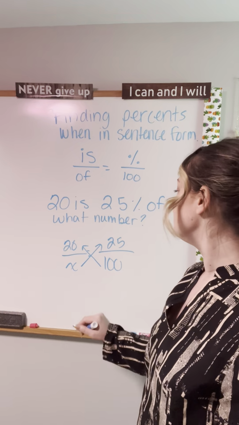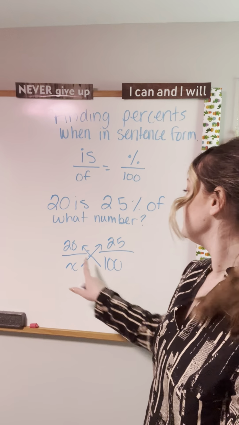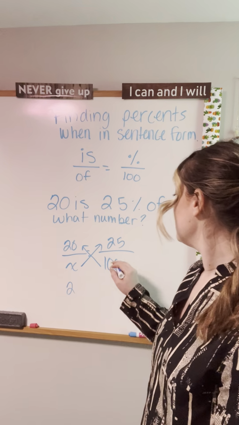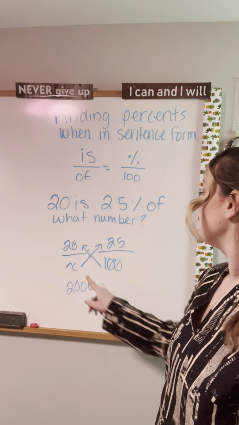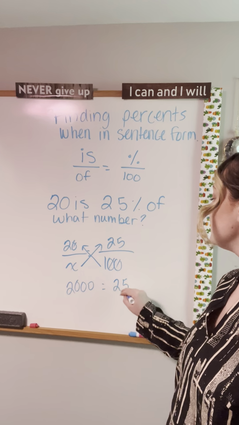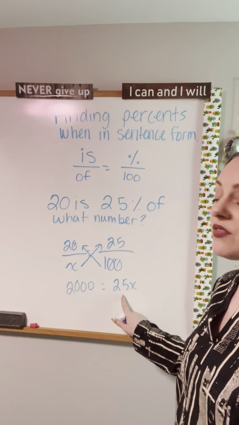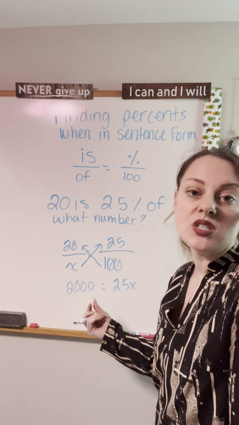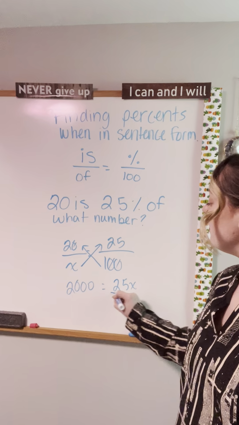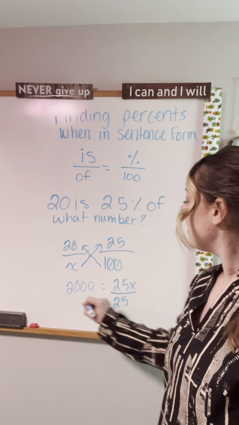All right, 100 times 2, here we go, this is what I do. 1 times 2 is 2. I forgot about 3 zeros. 1, 2, 3. And then 25x. It does matter that you put the 25 first. It does matter. 25 is the coefficient to x. All right, and the inverse of that would be to divide by 25.